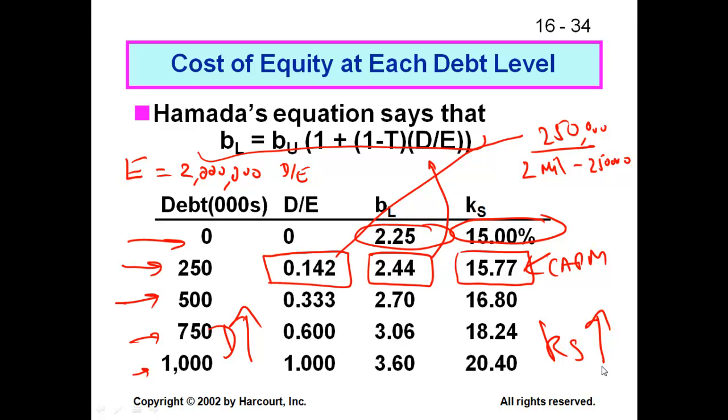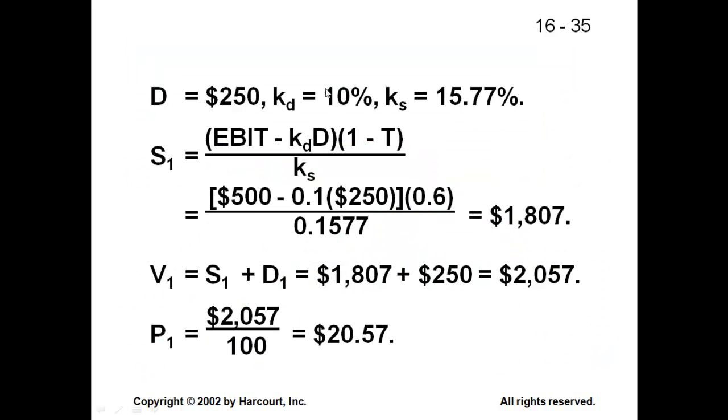What do you think we'll do next? We are going to find the value of the stock and then the value of the firm at different levels of debt. What was the value of the firm? So when debt was equal to 0, then what was the value of stock? It was 2 million. So value of stock was 20, the total value. When we are saying value of the stock right now, we mean the total value.